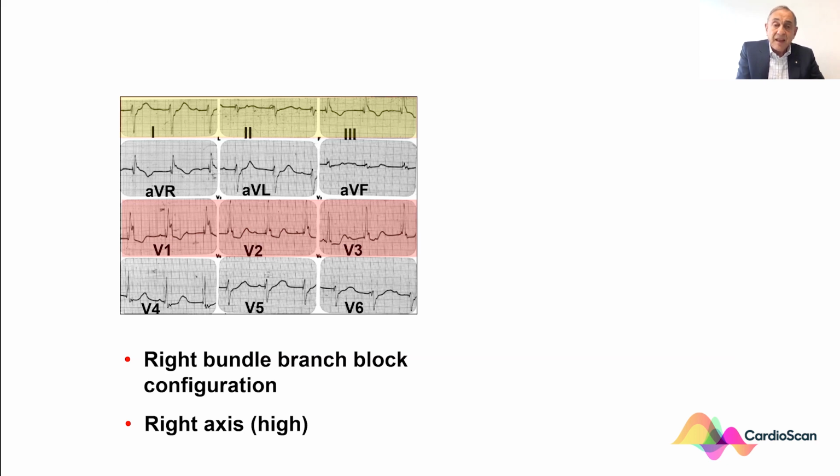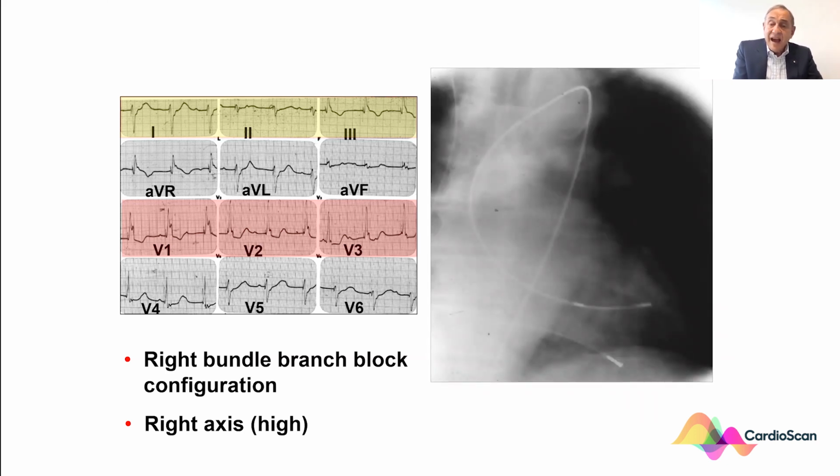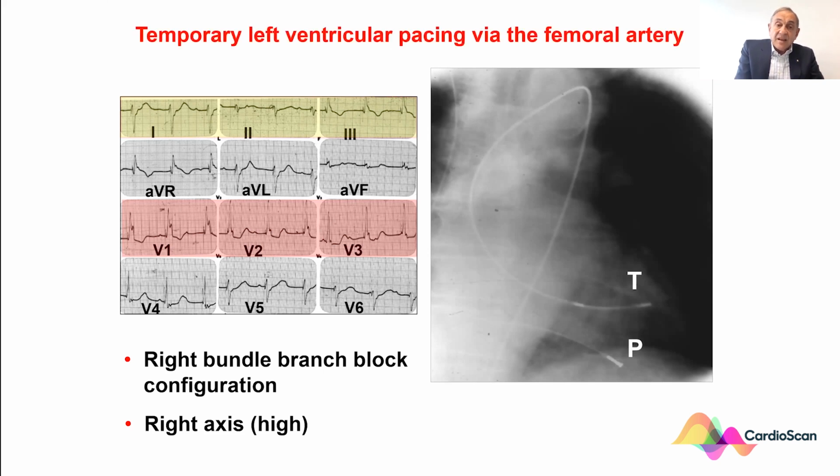Let's have a look at the chest X-ray, and we can see firstly that this is a temporary lead, and the lead has inadvertently been passed, instead of through the femoral vein, through the femoral artery, up the aorta retrograde, across the aortic valve, and high up in the left ventricular chamber. Then here is where the permanent lead is implanted later on. So this is temporary left ventricular pacing via the femoral artery.